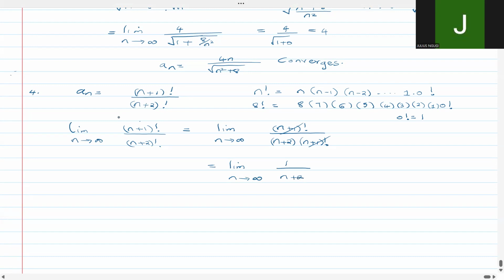This tells you that as n increases, this will go to 0 because the denominator will increase. So again, this one converges. That means that the sequence a_n equals (n plus 1) factorial divided by (n plus 2) factorial converges.